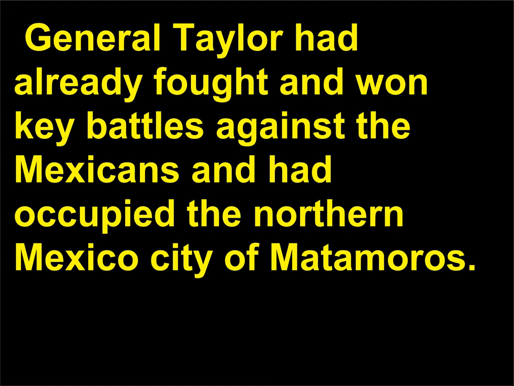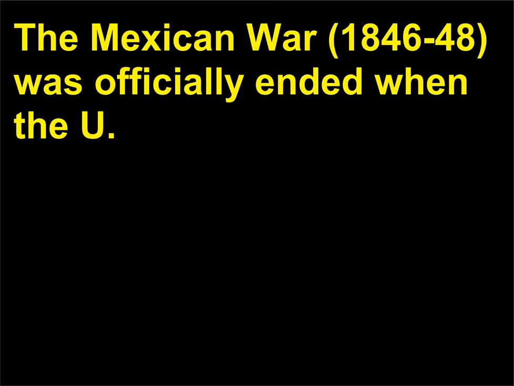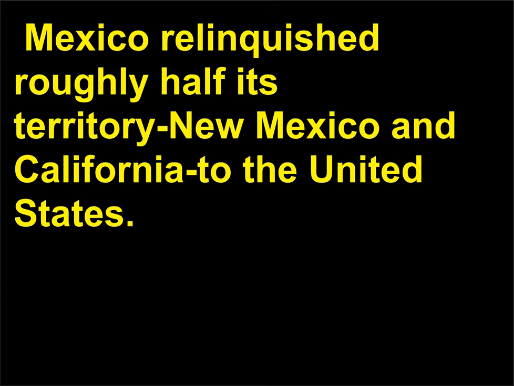What did the United States gain from the Mexican War? The Mexican War, 1846-48, was officially ended when the U.S. Senate ratified the Treaty of Guadalupe Hidalgo on March 10, 1848. By the treaty, Mexico relinquished roughly half its territory, New Mexico and California, to the United States. Mexico also recognized the Rio Grande as its border with Texas.